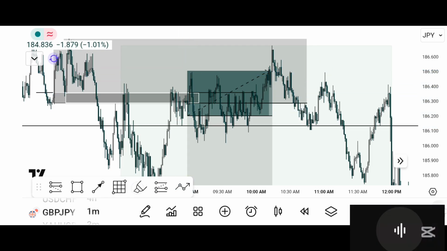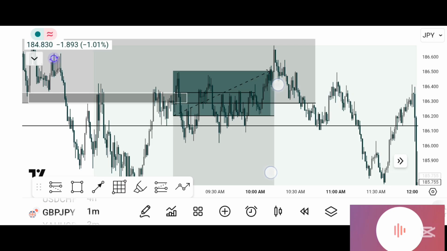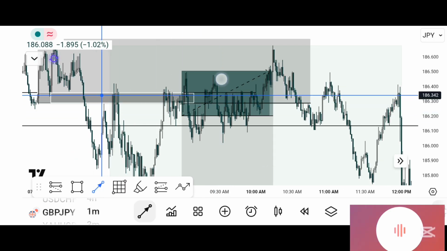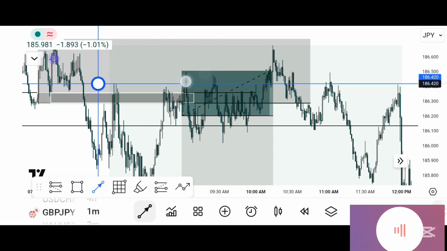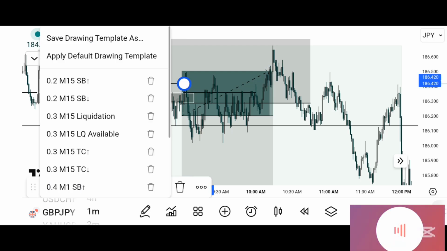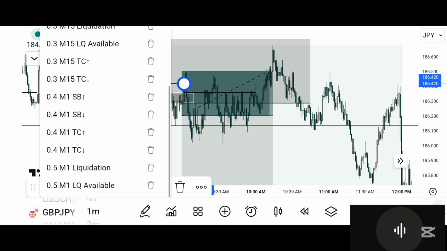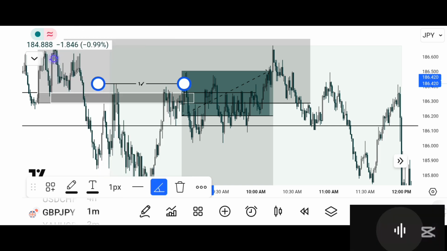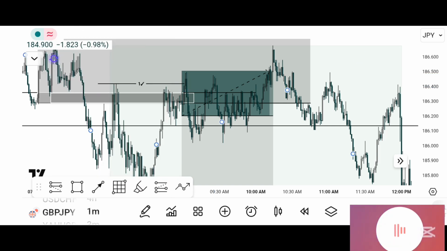So after price filled the imbalance, I got my liquidation. This high here was liquidity for me. I call it my fake TC liquidity. That is my liquidity. So let me put it there. Liquidation. It has been liquidated. That is the meaning of that check. It means it has been liquidated.